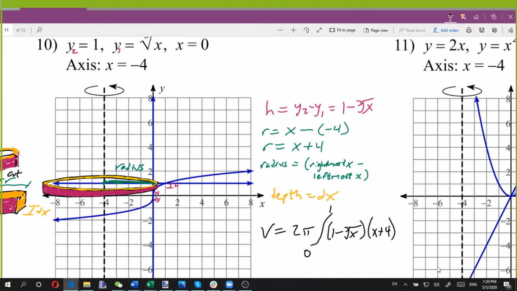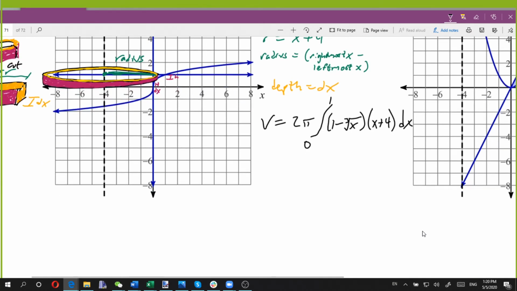Okay, times x. And perfect. Times x plus 4 times dx. Okay. So the last thing we need is just to simplify this, and then we can integrate. I'm going to jump over to Gianna next.